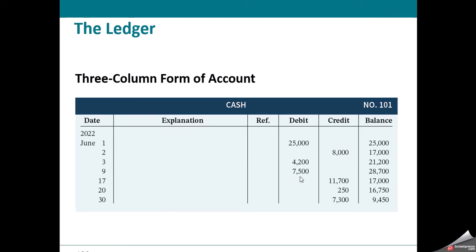So here shows you an example of the 3-column form. And again, so much of this is computerized now that you might really just be looking at this on a computer screen. But it's showing you the different transactions. So we're in the cash account. It shows you the debits that occurred, the credits that happened, and then it gives you a little cumulative running total of what the balance is. So it started at $25,000. After all these transactions, our balance is $9,450.